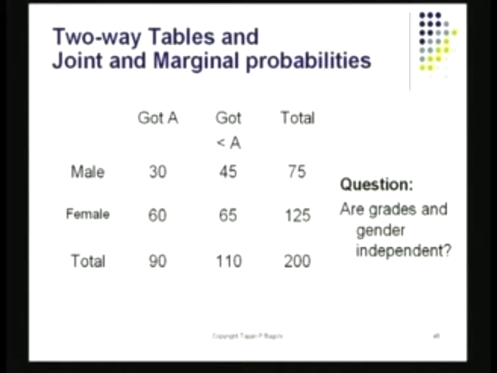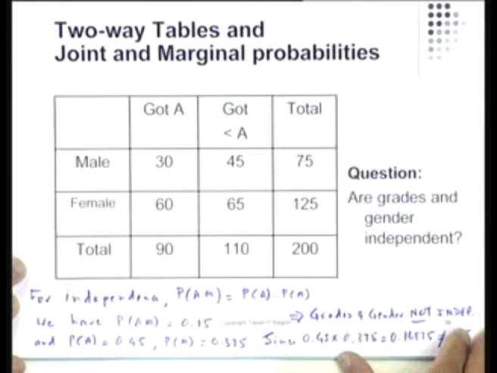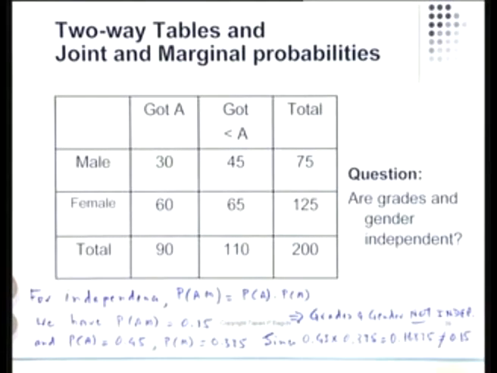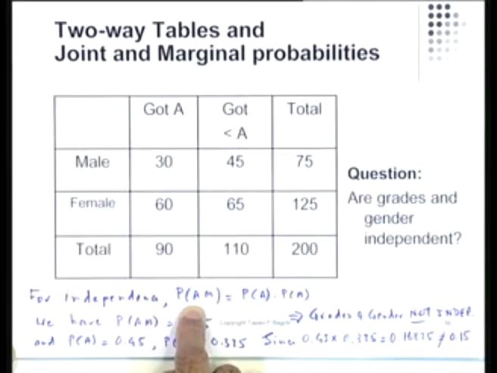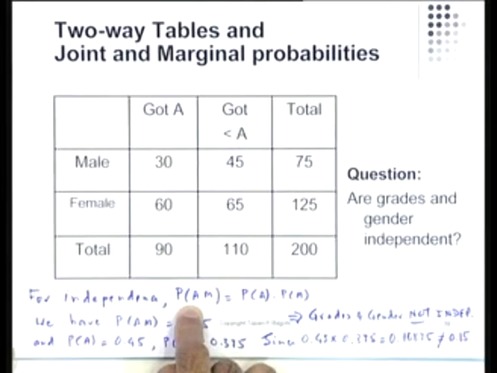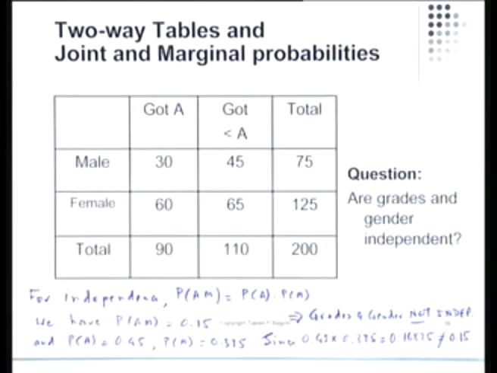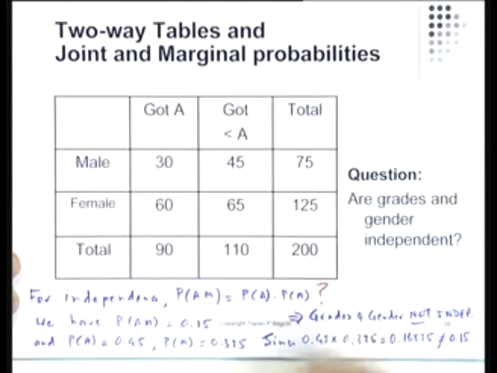Are grades independent of gender? And I have the solution here. What do I have to check now? I only have to check this condition. P(AM), A is scoring A, M is male. So I've got sex here and I've got score here. Is that equal to this? This is what I'd like to check. So really this is being posed as a question.